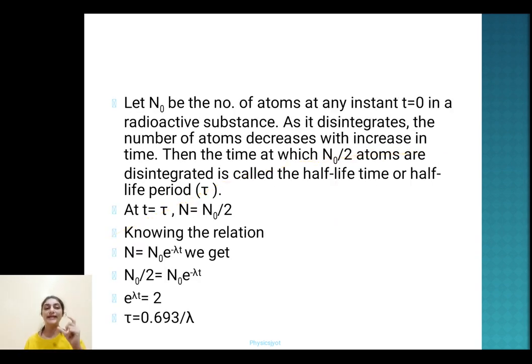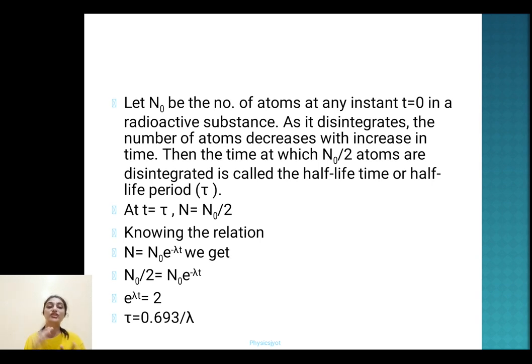Suppose n0 is the number of atoms at any instant t equals 0 in a radioactive substance. As it disintegrates, the number of atoms decreases with increase in time. The time at which n0 by 2 atoms are disintegrated is called the half-life time or half-life period, and it is generally represented by the letter tau. So at t equals tau, we have n equals n0 by 2.